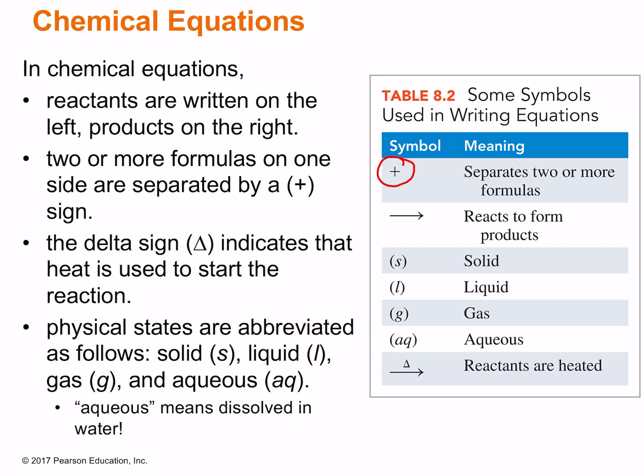So S stands for solid, L stands for liquid, right? That's a cursive L. So if we were writing it on paper, we would write it in cursive like this. It's the only one that's cursive. I don't know why, it just is. And then G is for gas, and AQ stands for aqueous. And aqueous, as it says down here, means dissolved in water.